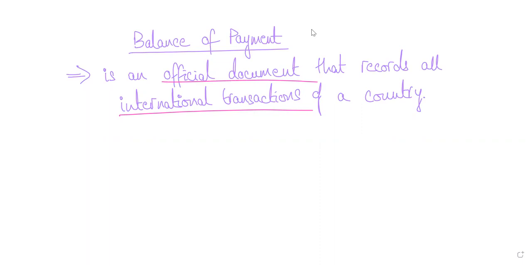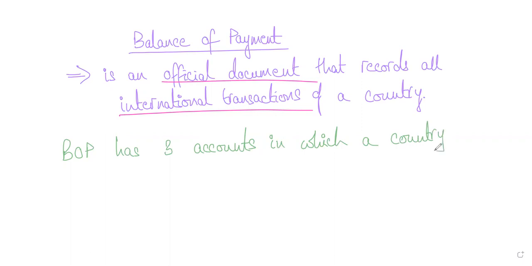So definitely it includes exports and imports, but international transactions include more than that, which we're about to look at. Okay, now have a look at this, students. So there are 3 accounts in balance of payment. I will use the short form BOP. Balance of payment has 3 accounts in which a country records all of its transactions. So all the international transactions are sorted in these 3 accounts, right?